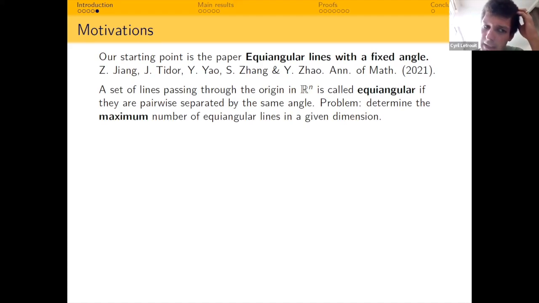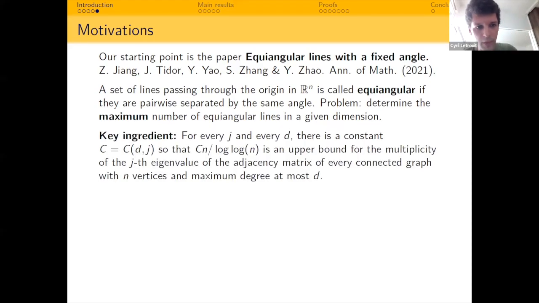And in fact, there is a reformulation of this problem in terms of maximal multiplicity of the adjacency matrix of graphs of bounded degree. And when I say graphs, I mean combinatorial graphs, not quantum graphs. So the precise statement that I call the key ingredient in this paper, you will see it's exactly the same kind of result in the graph setting. So for every j, which is the index of the eigenvalue, and every d, there is a constant C depending on d and j, so that Cn over log n is an upper bound for the multiplicity of the jth eigenvalue of the adjacency matrix of every connected graph with n vertices and maximum degree at most d.